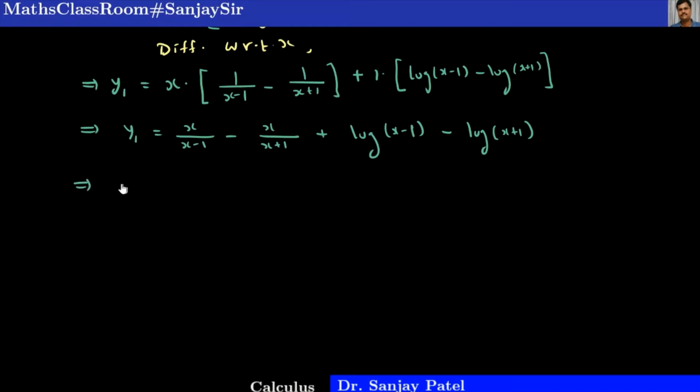So further, I am writing the first two terms only. Here I will add and subtract 1. So I can write (x minus 1 plus 1) upon (x minus 1) minus, here again adding and subtracting 1, (x plus 1 minus 1) upon (x plus 1). And the last two terms I am keeping as they are, log of (x minus 1) minus log of (x plus 1).